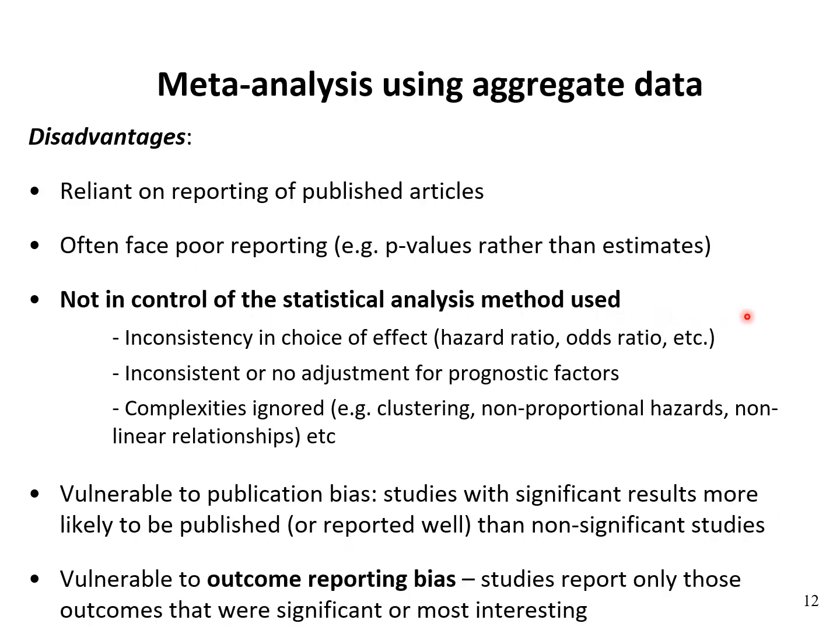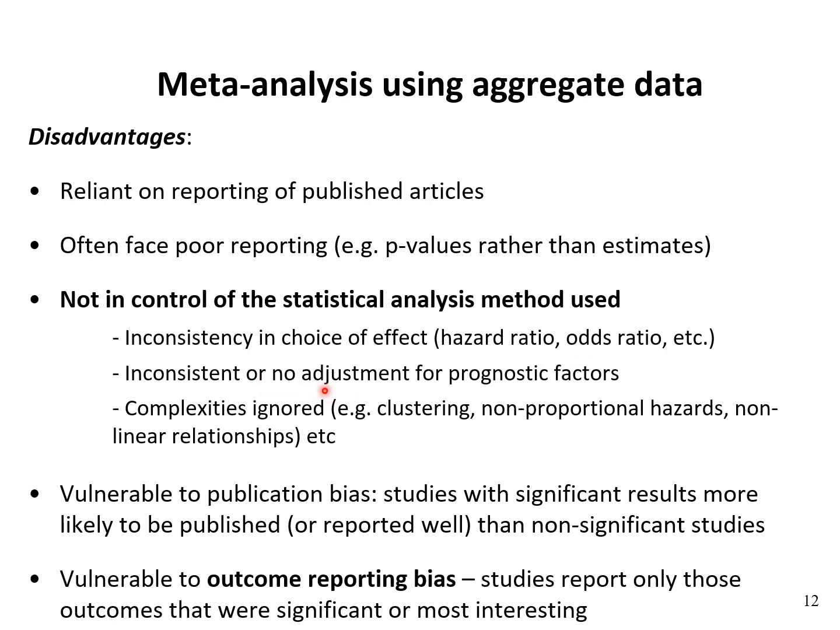What are some potential disadvantages of using aggregate data? Well, you're reliant on the reporting of published articles, so you're often faced with poor reporting. So p-values may be given rather than estimates, confidence intervals may not be reported. You're not in control of the analysis method, so it could be that you wanted to pool hazard ratios and account for censoring and time to event, but the original authors used a logistic regression model, so you only have the odds ratios rather than the hazard ratios.